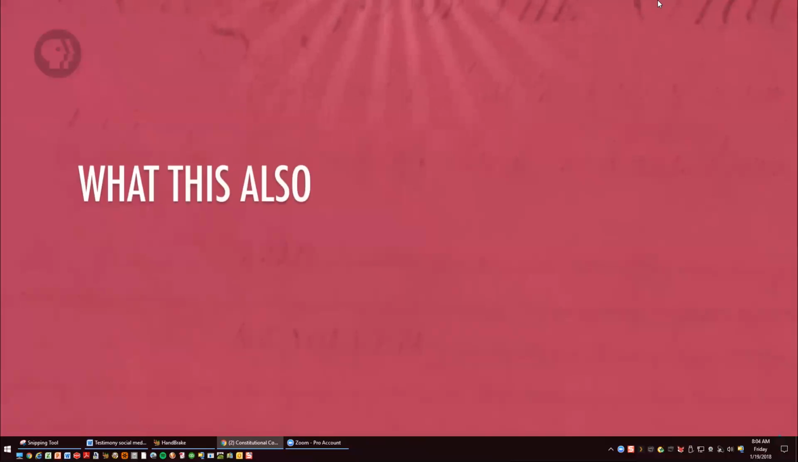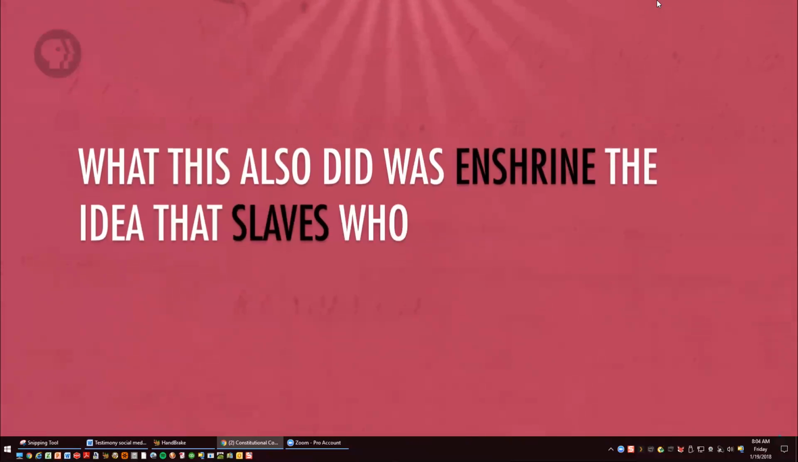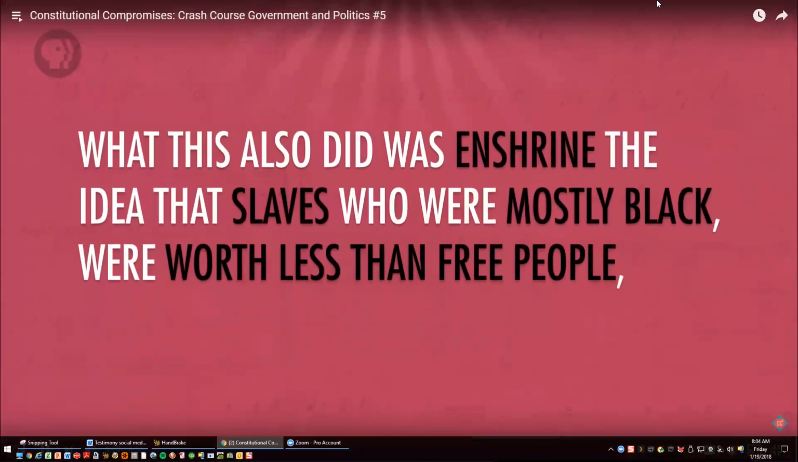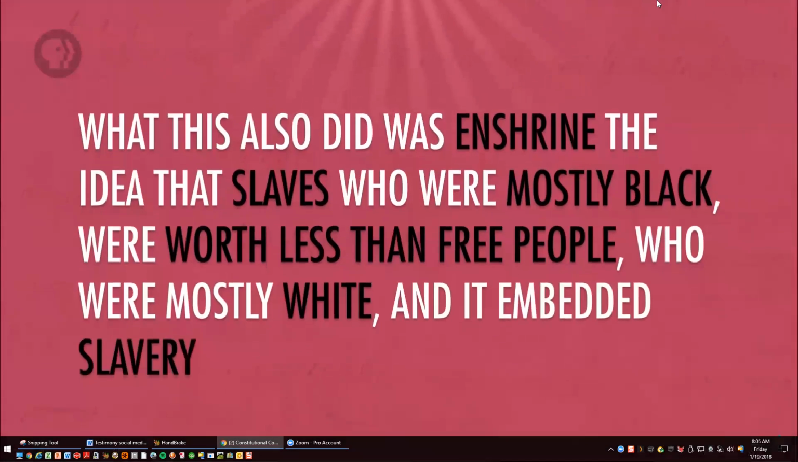Anyway, this meant that the states with large populations of slaves would be disproportionately represented in Congress, but not quite so badly that most northern states with small numbers of slaves wouldn't vote for the Constitution. What this also did was enshrine the idea that slaves, who were mostly black, were worth less than free people, who were mostly white, and it embedded slavery into the Constitution.